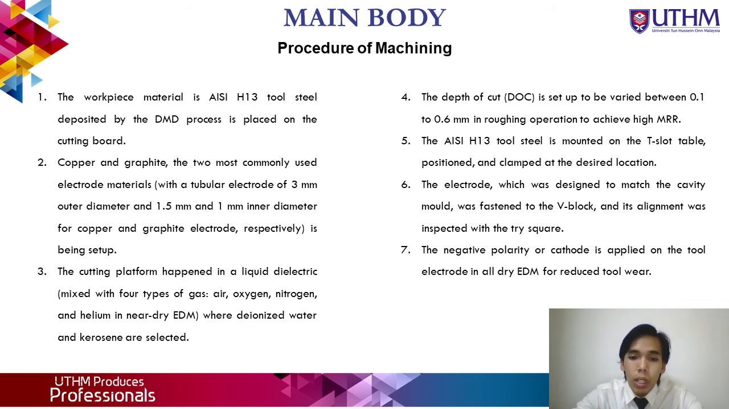Fourth, the depth of cut is set to vary between 0.1 and 0.6 mm in the roughing operation to achieve high MRR. The AISI H13 tool steel is mounted on the T-slot table and clamped at the desired location. The electrode, which was designed to match the cavity mold, was fastened to the V-block and its alignment was inspected with the tri-square. Negative polarity, or cathode, is applied on the tool electrode in all dry EDM for reduced tool wear.